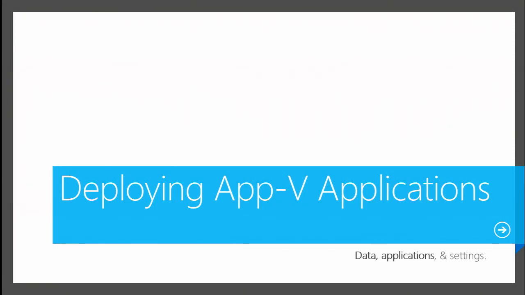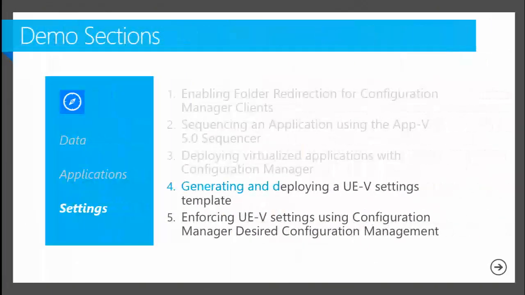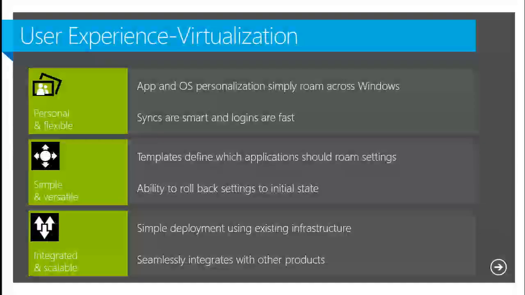But one of the things that we talked about that's important is that we want to provide a way for the user to work between their environments. So this is where we get to the next step in level 4 of generating a template so that those settings will roam between devices. One of the great things that we talked about with user experience virtualization is that the user gets an environment that's personal and flexible.